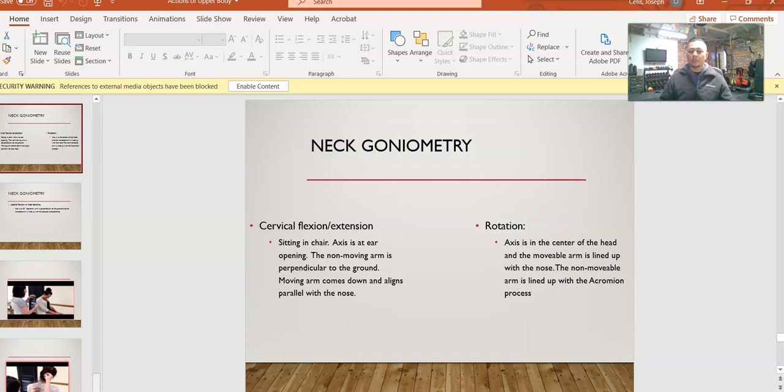So again, it's really important to be able to understand goniometry and testing procedures so you can identify those things. All right, see you next time.